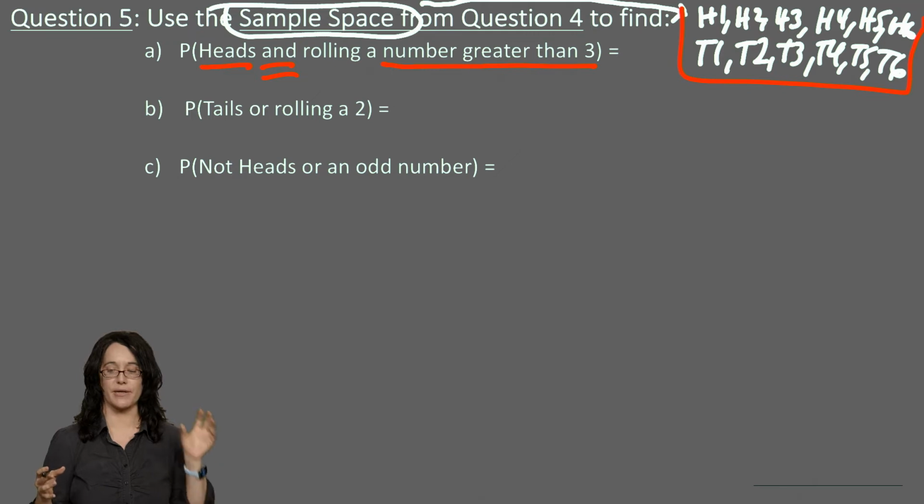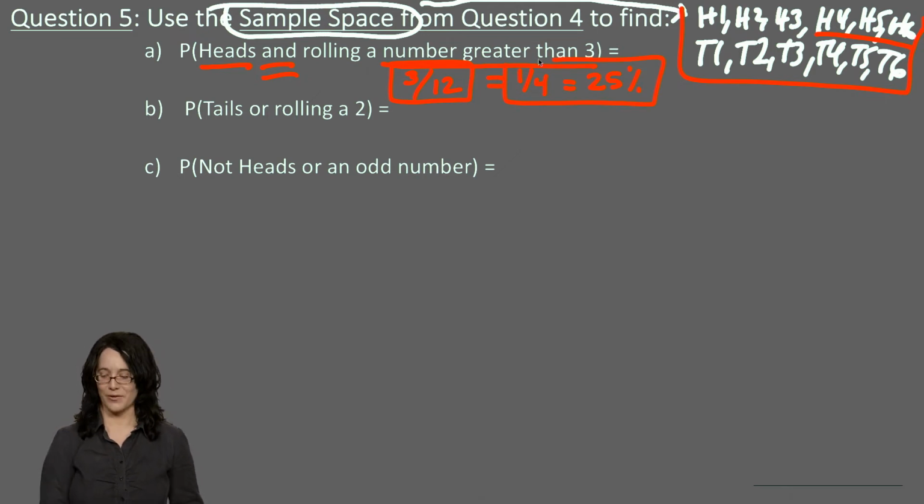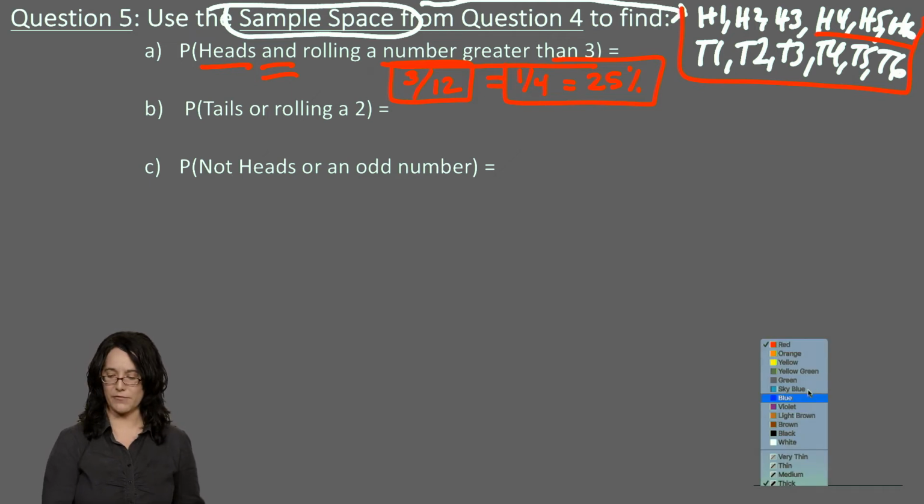So how many times do you get a heads paired with a number greater than 3? So greater than 3 would be 4, 5, or 6, wouldn't it? Wouldn't that just be 3 times out of the total 12 possibilities? And then when you reduce 3 out of 12, what do you get? That's right, 1/4, or if you prefer as a percentage, 25%, or as a decimal, 0.25, right? Okay, so now that you saw me do one, see if you can handle the next one.